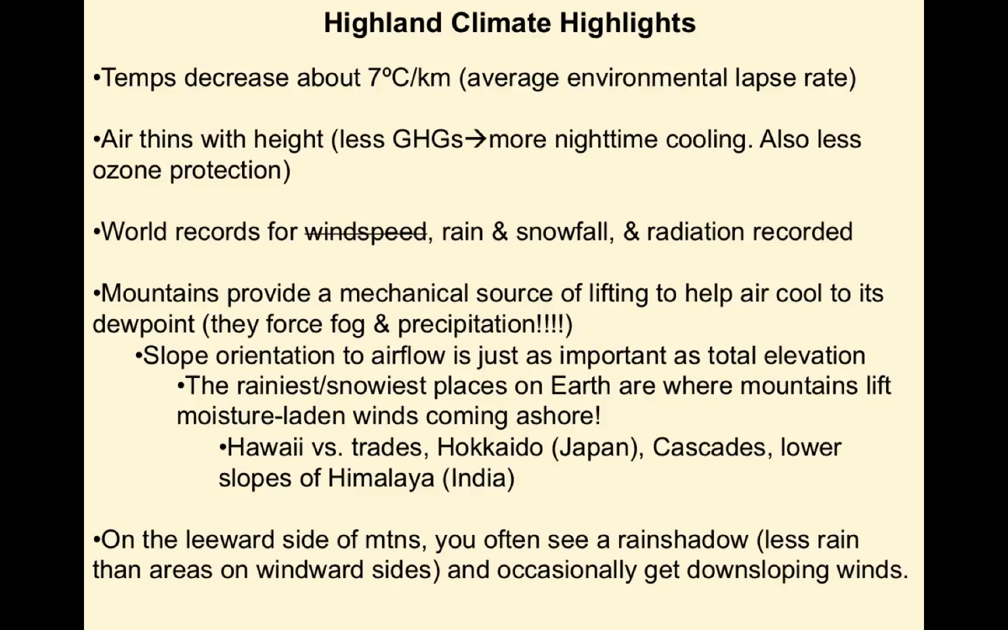So the world records for rain and snowfall and radiation are all recorded in mountainous environments, so they do cause extreme environments. I crossed out the wind speed because Mount Washington, New Hampshire did have the record for many years at 231 miles per hour, but that was topped by an odd mesocyclone embedded in a tropical cyclone about 5 or 7 years ago. Mountains provide a mechanical source of lifting to help air cool to its dew point, so they force precipitation and fog.